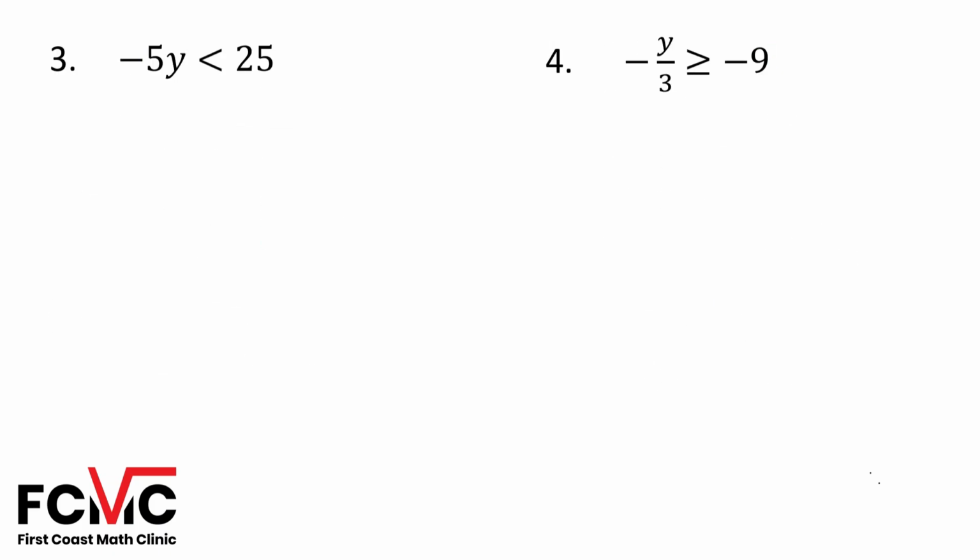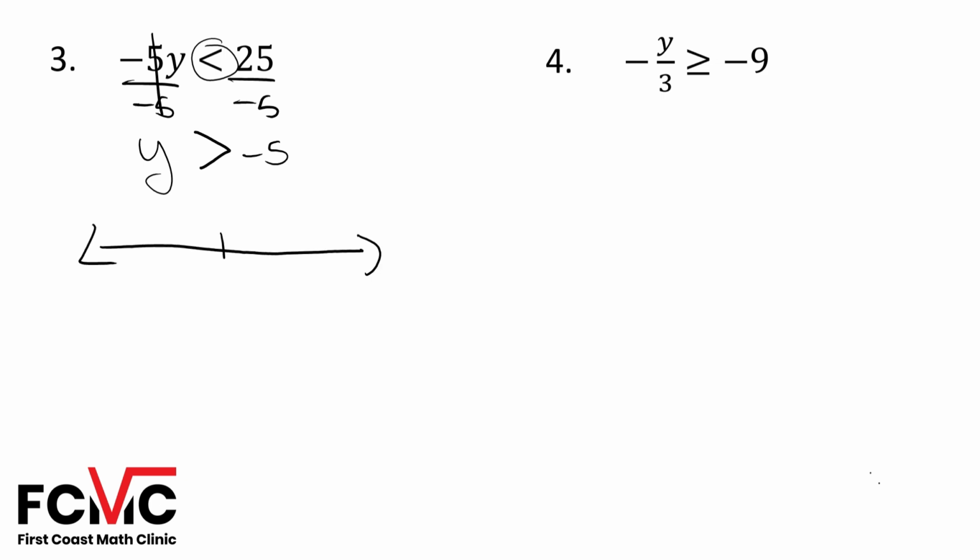Number 3, we've got negative 5y is less than 25. I'm going to divide by negative 5, divide by negative 5. Negative 5 cancels out, so we get y. And then negative 5 on the right side, but we're dividing by a negative here, so we have to flip that inequality. So instead of less than, we're going to get greater than.